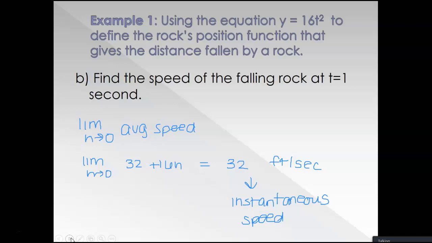It's like driving your car. Your speedometer is representative of your instantaneous speed. The speed limit on a road should represent your average speed. That's about the speed you should be driving on average. Your instantaneous speed is your speed at that precise moment.